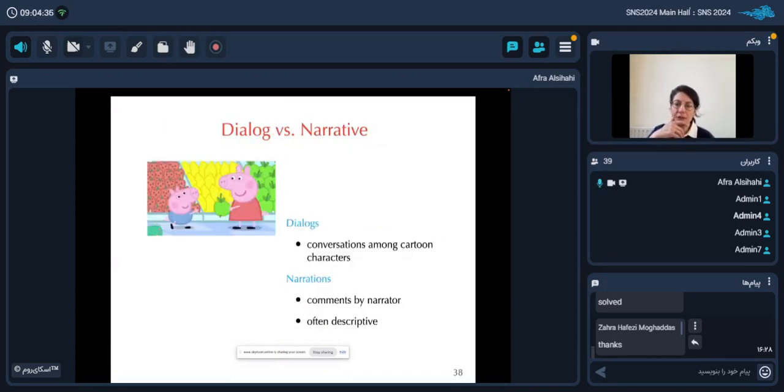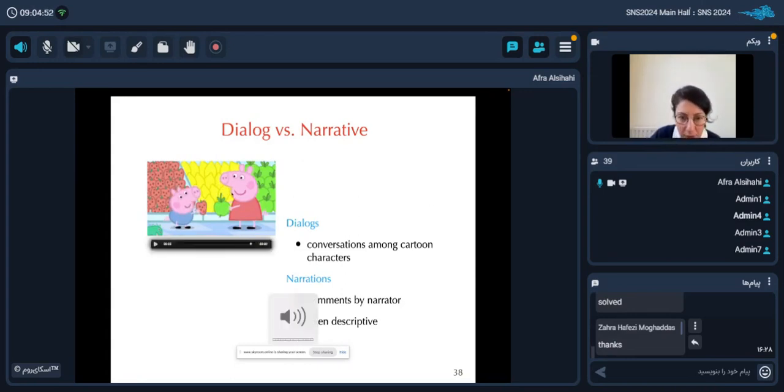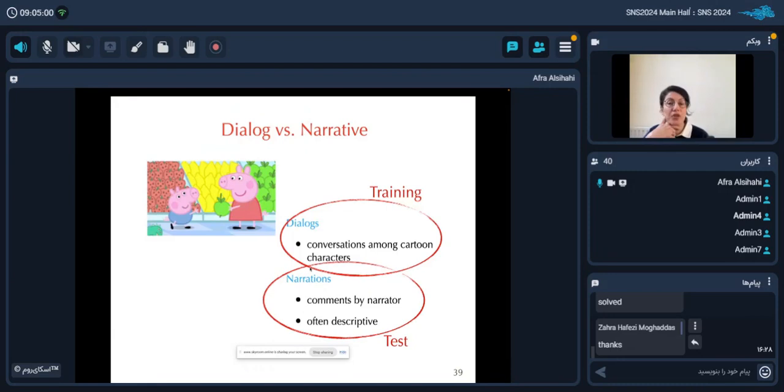An interesting feature of these cartoons is that a lot of dialogue happens between different characters, which is good. But at the same time, there is a narrator who every now and then comes in and describes what's happening. Too bad that you can't hear it. I don't know why the sound doesn't work. But anyway, it doesn't matter. We thought that we can use the dialogues as training data and then use the narrations as tests, because the narrations are explaining what's happening. But the dialogues are very similar to what the child actually hears when they interact with their environment.